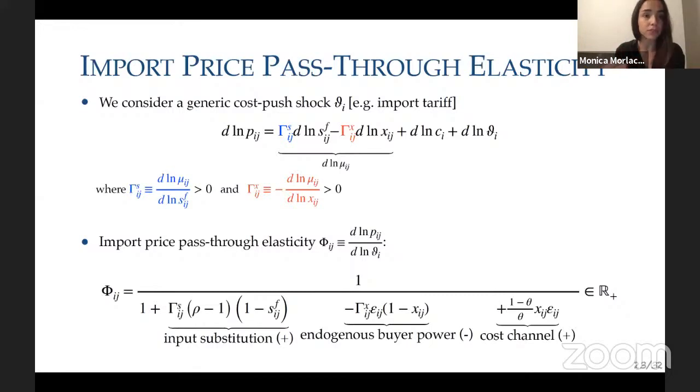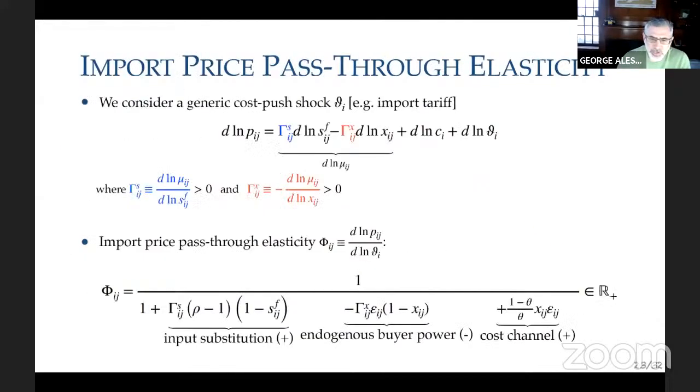So we're going to have three different channels at play in our model. The first one is what George was anticipating. It has to do with input substitution related to the market share of the firm. Then we're going to have an extra channel related to the endogenous buyer power, and then a final channel related to the movement of the cost. I'm going to explain each of these channels individually, starting from special cases.